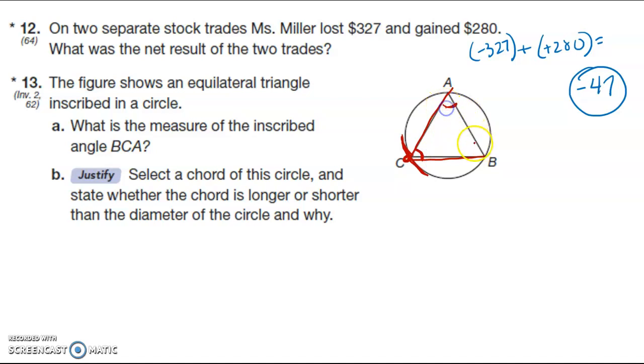So if all 3 of these are equal, then what I'm going to do is divide 180 by 3 and get 60. So the measure of this angle is 60 degrees.